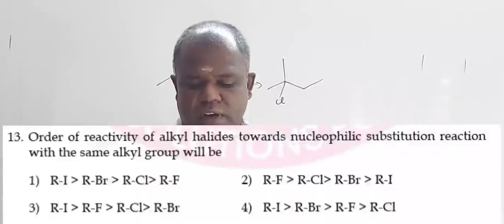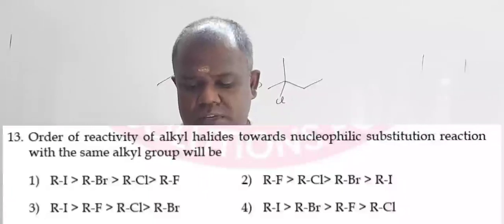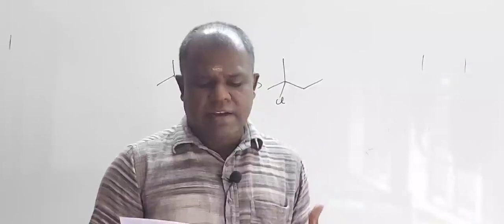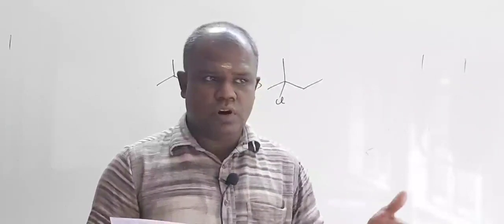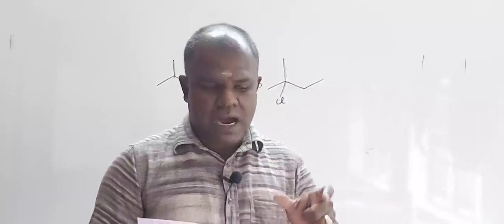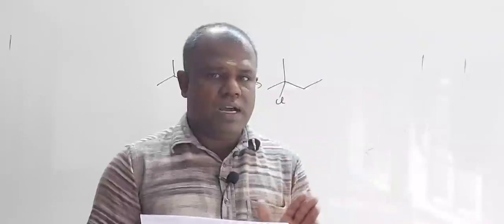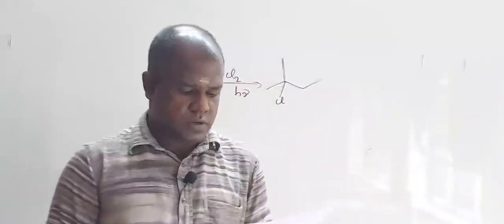First option. Question number 13: order of the reactivity of alkyl halides towards nucleophilic substitution reaction with the same alkyl group. If the alkyl group is the same and only the halogen differs, bond length is the deciding factor. RI has the longer bond that can be easily broken. RF has the shorter bond that is very difficult to break. So from RF to RI, reactivity increases, or from RI to RF, reactivity decreases. Find the option.